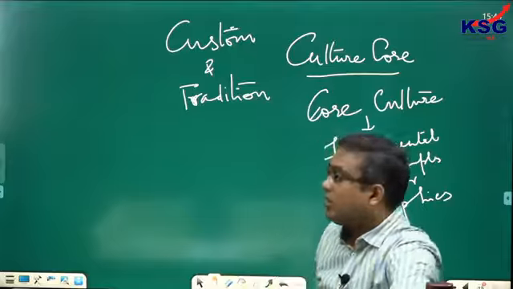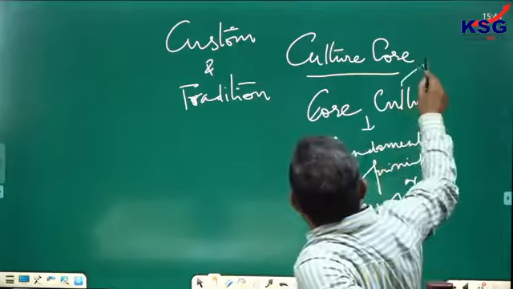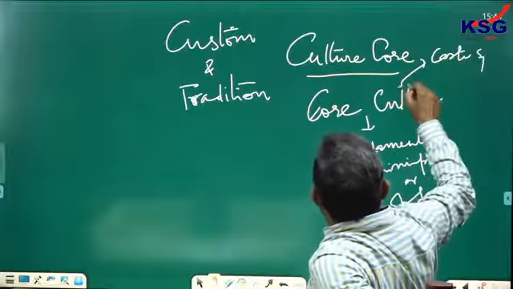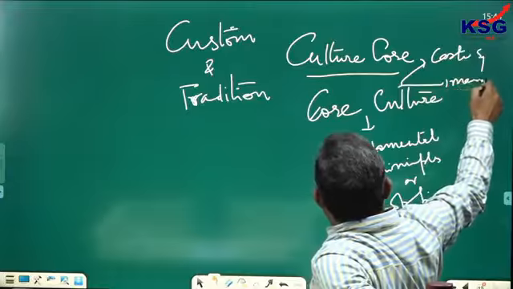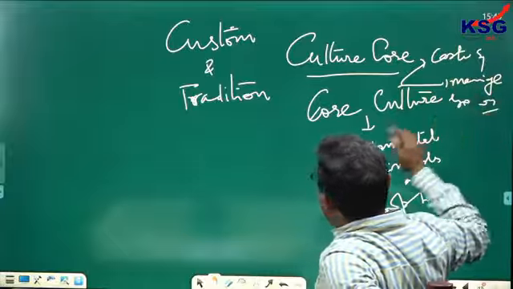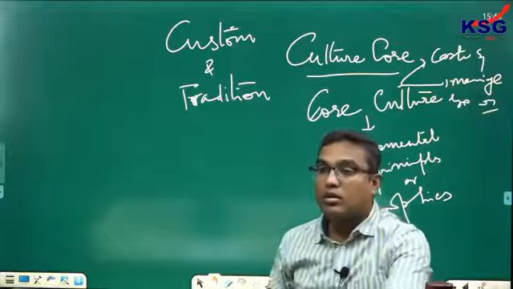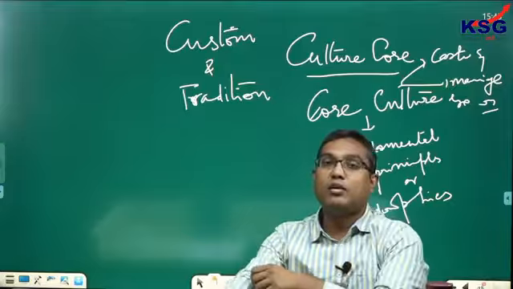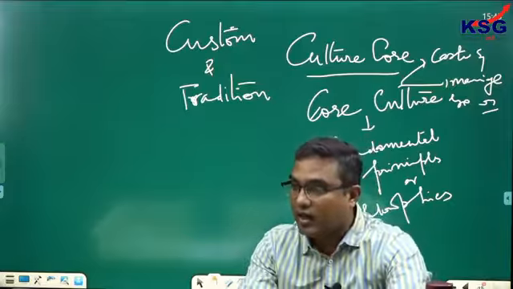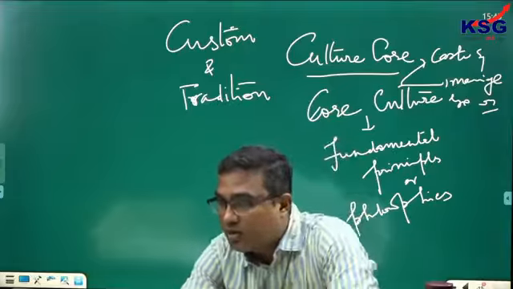So what are the core culture values of Indian society? Like caste system, marriage, and so on. So these are the core culture values of Indian society. This is the idea of core culture. I guess who asked this question to me? Core culture? Anyone?